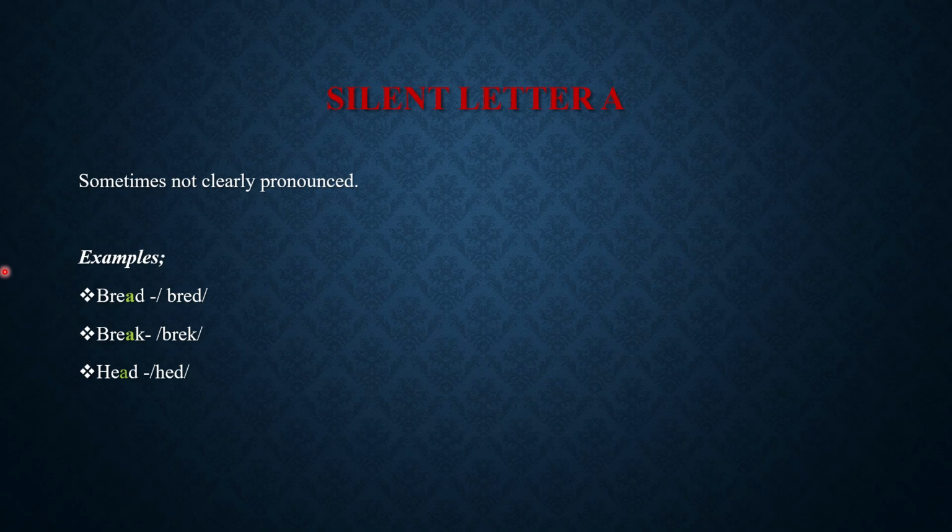I wanted to look at these three examples. In our example number one, this word is bread. Bread, meaning that A is not pronounced. The second word, break. Break. Then the third word is head. Head. You can see them in the pronunciation in the double slashes. And from the pronunciation, you can easily see that our letter A is not being pronounced, even though it is clearly written in the word.